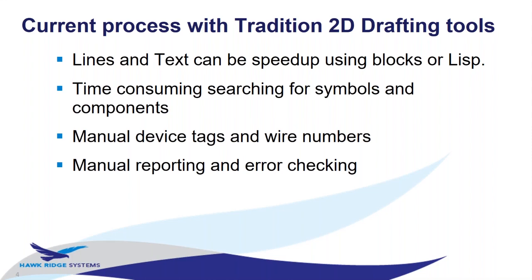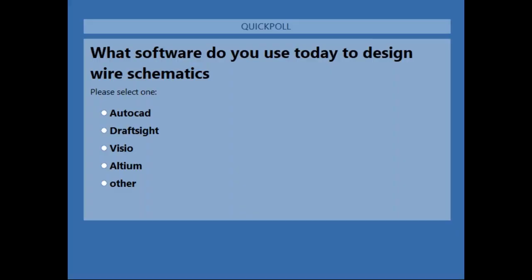All of your reporting and error checking is manual, right? So I'm going to do one more poll really quick to see what you're currently using. Can you let me know what software you're using to design wire schematics with, whether it be AutoCAD, DraftSight, Visio, Altium, or something else? That would be awesome to know, just to get an idea of what is out there and what people are currently using.